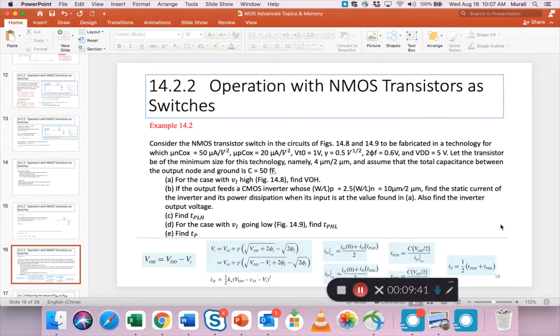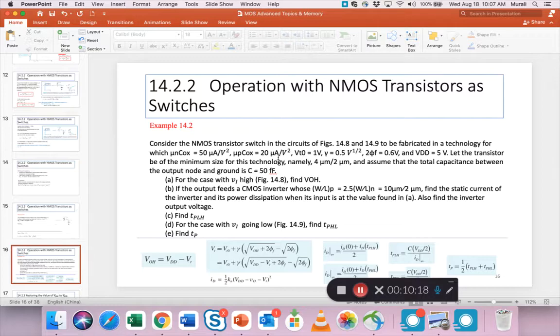Next we come to example 14.2 in the textbook. Now this is quite a complex problem. In fact, we will do one problem and this is just for an NMOS transistor switch. We have an identical problem for a CMOS transmission switch. Both I will do with you here, and you have to pay attention because it's a long problem with lots of little things tucked in.